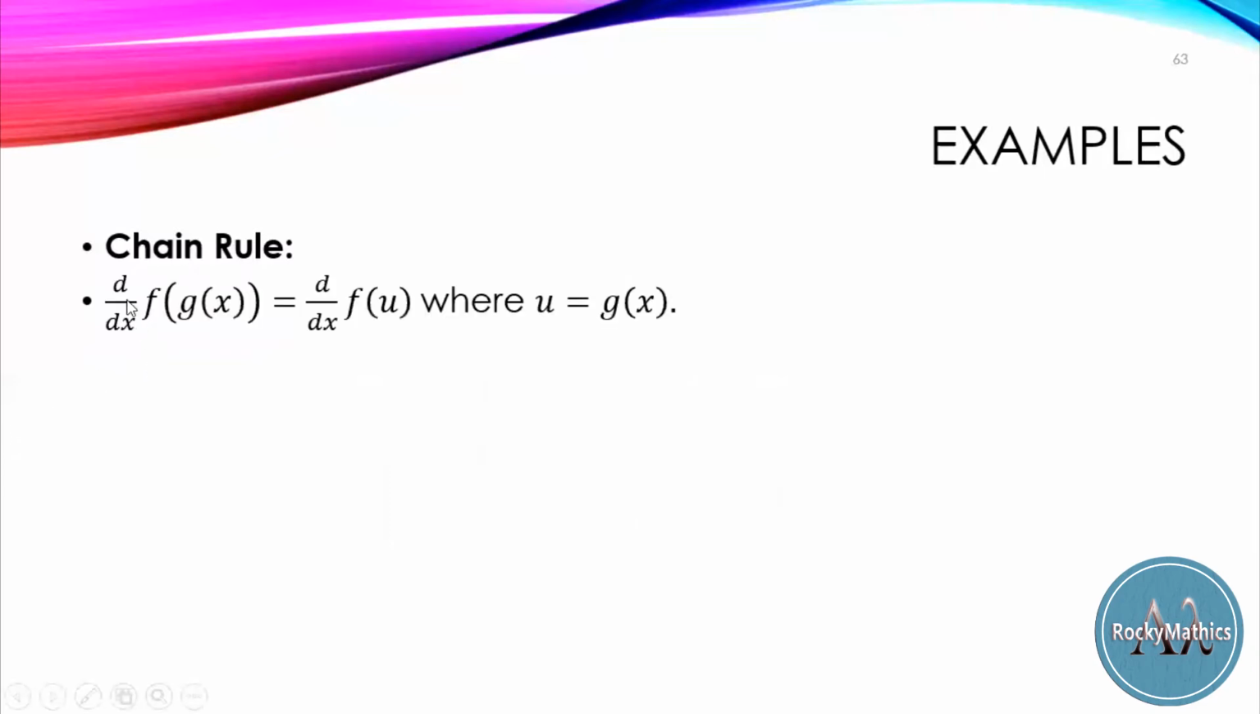So the derivative of f of g of x, this is the original formula for a composite function. This can be written also as the derivative of f of u, where u is equal to g of x, right? Because this is f, and if you're going to substitute g of x by u, then this becomes the derivative of f of u.